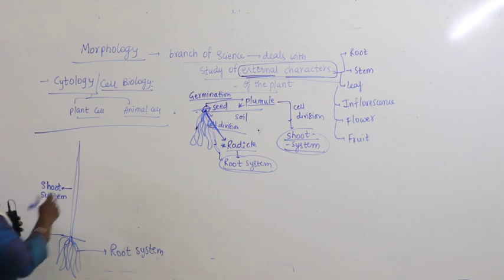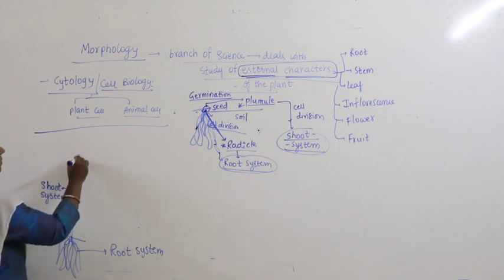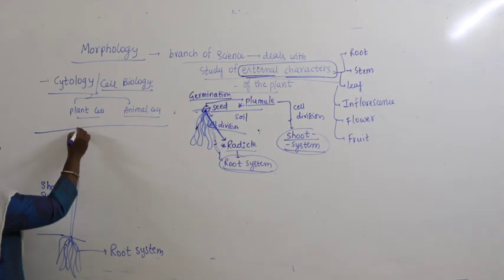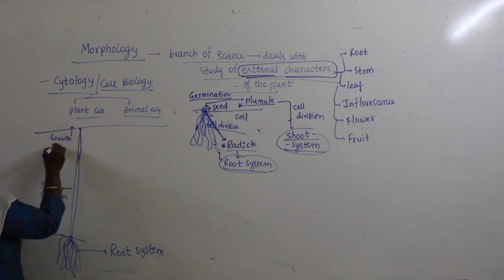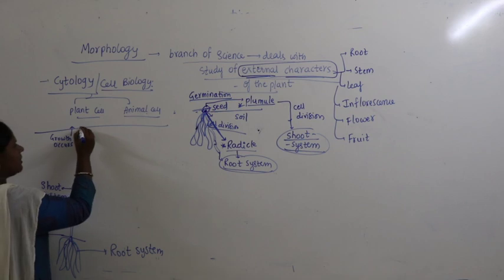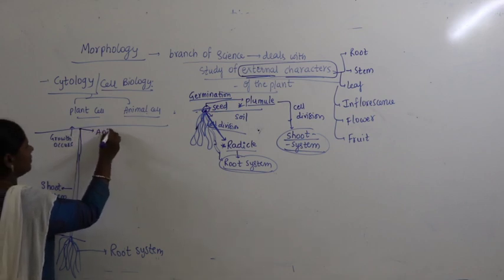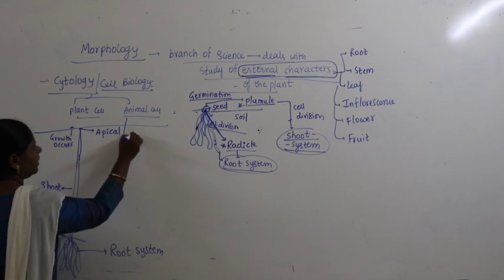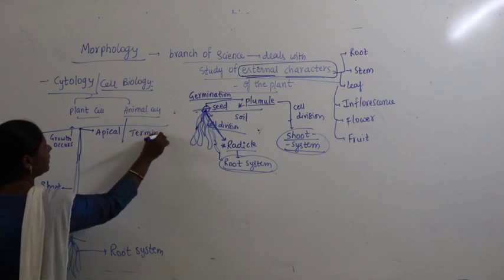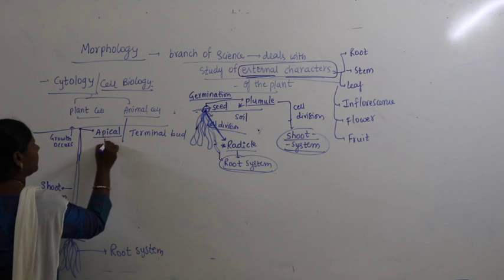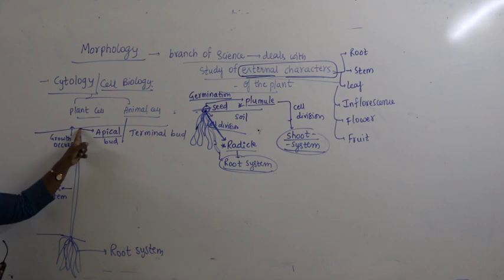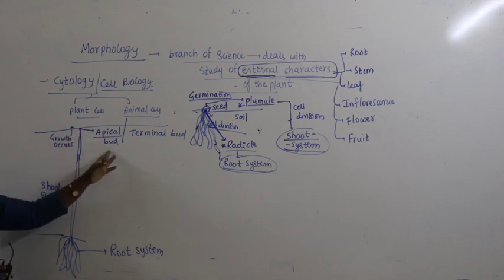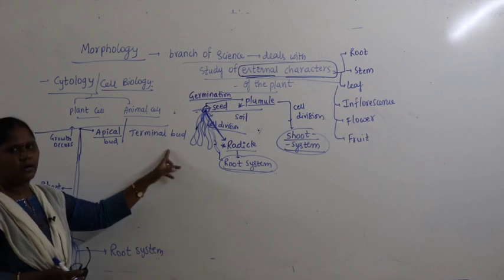Now, let us see here. When the plant is growing, this is the tip. This is the place where growth occurs. Now, this particular tip is called the apical meristem or apical bud. It itself is called the terminal bud. The tip of the shoot system where growth occurs is called the apical bud or terminal bud.